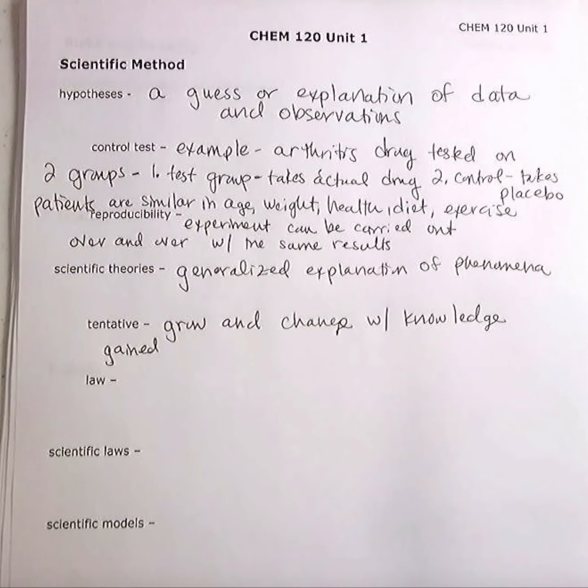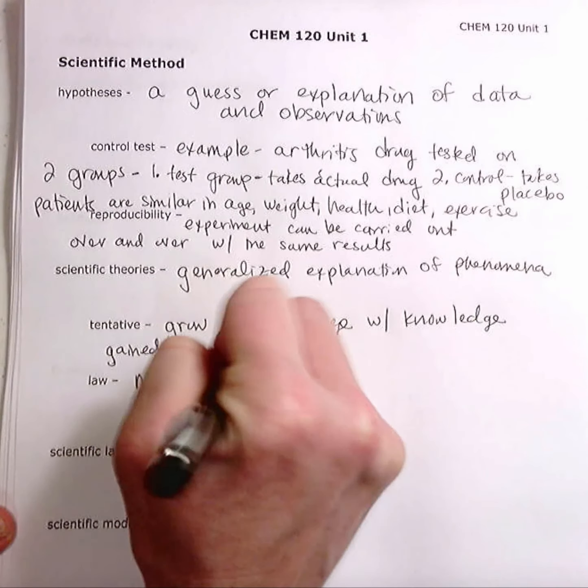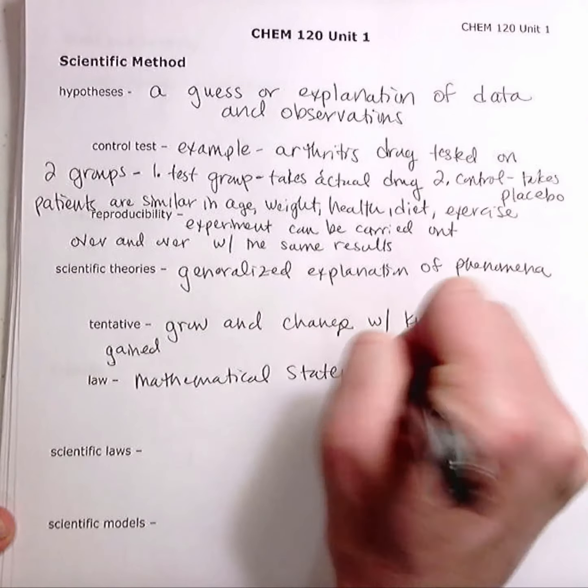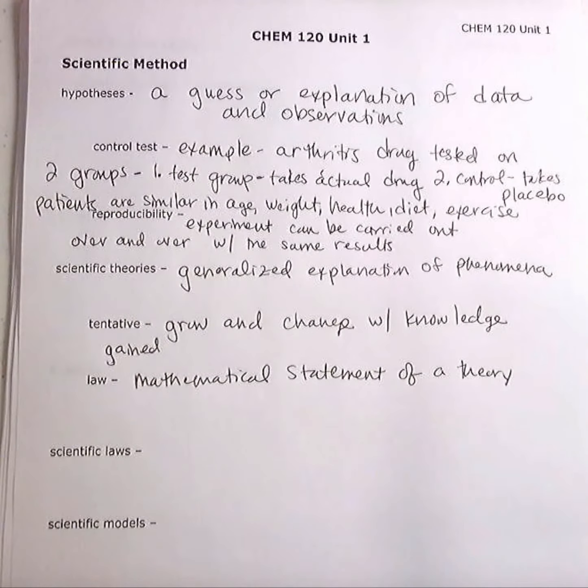And a law is a mathematical statement of a theory. I'll talk a little bit more about that in just a second. Okay, one more thing about tentative, and then I'll talk about the law.